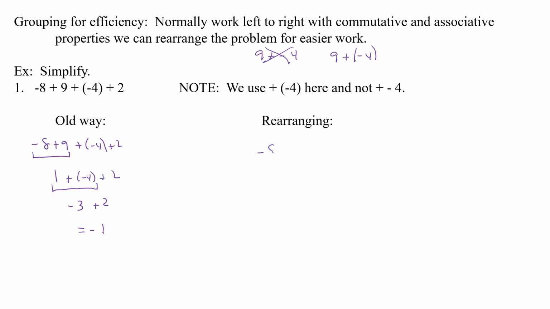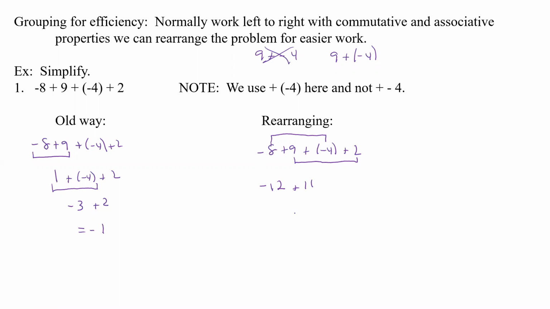Now, with rearranging, let's say we have again negative 8 plus 9 plus the negative 4 plus the 2. Let's put these two together, and let's put these two together. So we'll have one step here, one step here. We'll get two numbers, and then we can just add those directly. We have the same sign on both of them, so we can add the numbers and keep that same sign. So negative 8 plus negative 4: 8 plus 4 is 12, and the sign is negative. And here we have 9 plus 2, that's 11, so plus 11.